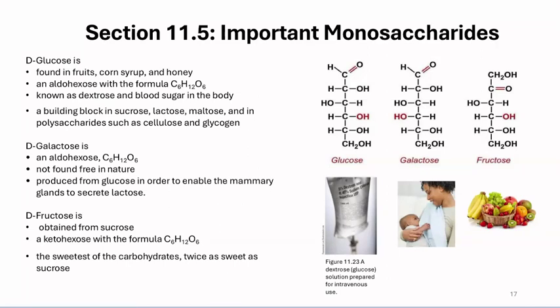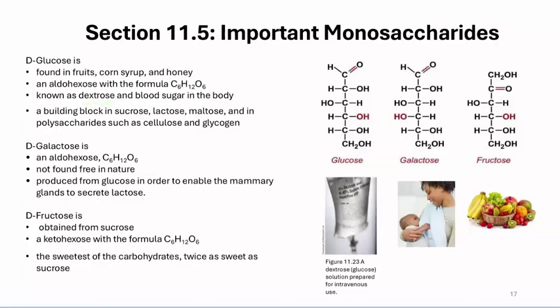It is an aldohexose with chemical formula C6H12O6. We can see in its structure on the right side of the slide that it contains an aldehyde and 1, 2, 3, 4, 5, 6 carbons in length. That's why we know it as an aldohexose. Whenever blood sugar is being measured, glucose is the monosaccharide that is detected. Another word for glucose is dextrose.